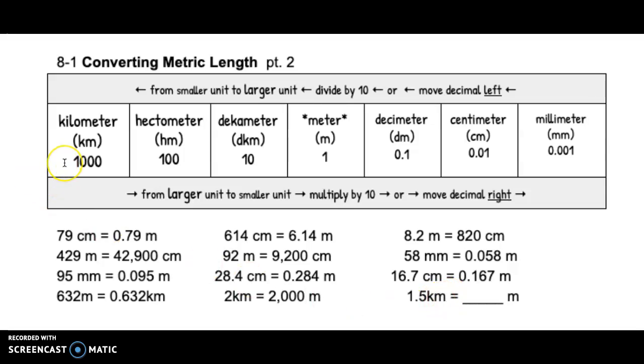And finally, we have 1.5 kilometers to meters. 1, 2, 3. This decimal moves 3 spots. 1, 2, 3. Looks like I'll need 2 zeros at the end of that to make it stay. 1,500 meters.